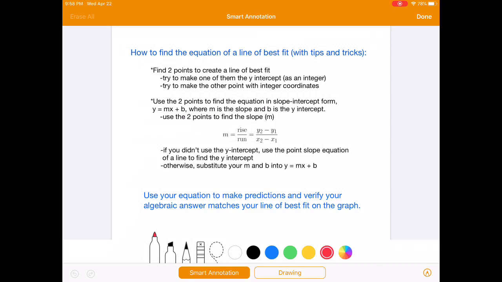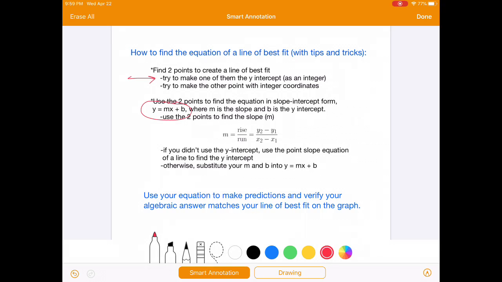But basically, in order to make a line, you need 2 points. So the very first thing, find 2 points. And the biggest tip that I can give you for this one is try to make sure that one of the points that you use is actually the y-intercept. Because if we're trying to make the equation of a line in slope-intercept form, remember the y equals mx plus b, b is the y-intercept. So if we automatically use one of our points that is the y-intercept, that eliminates one of the steps that we have to take later.